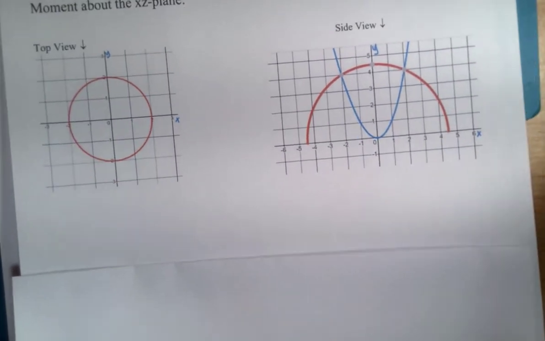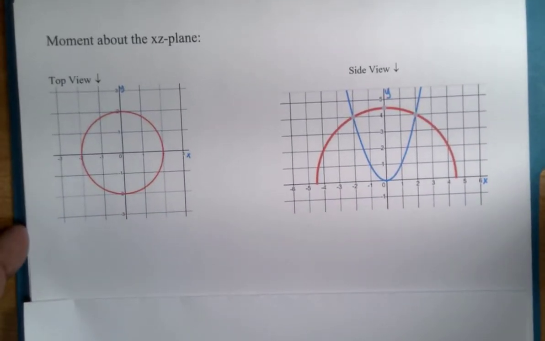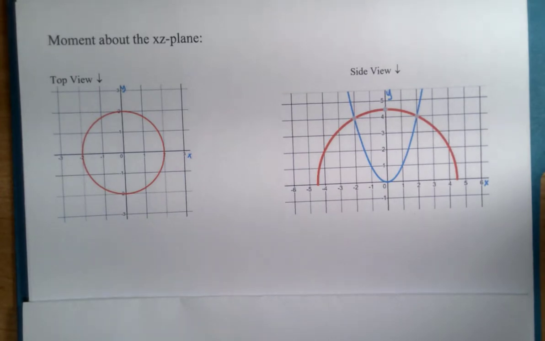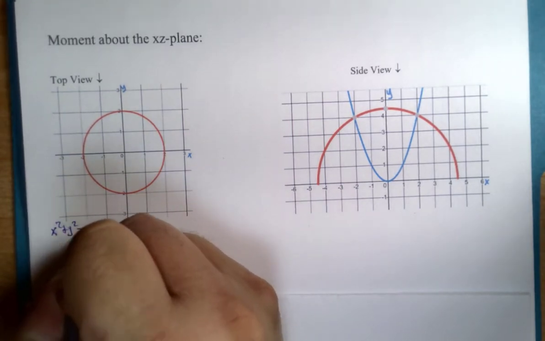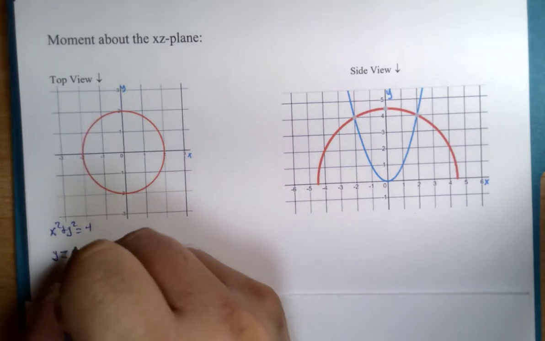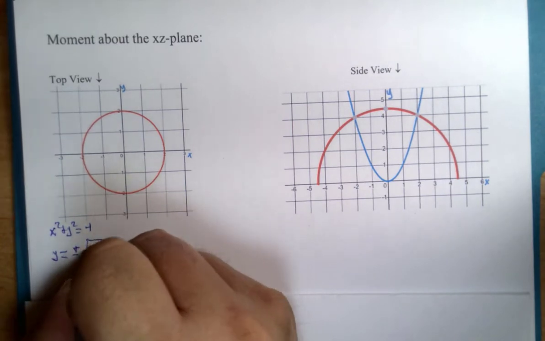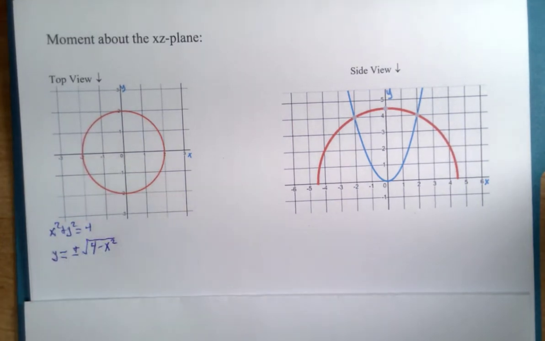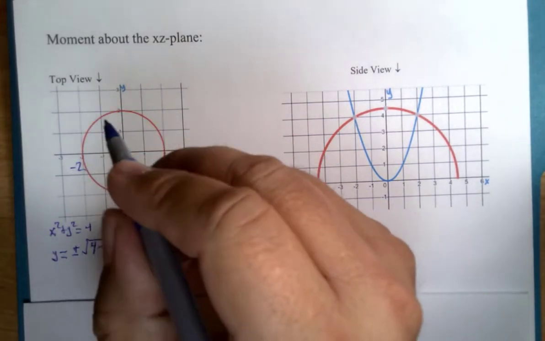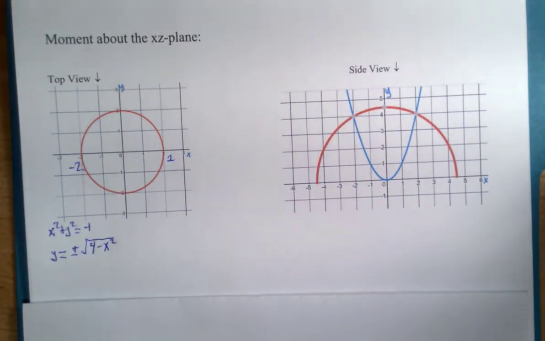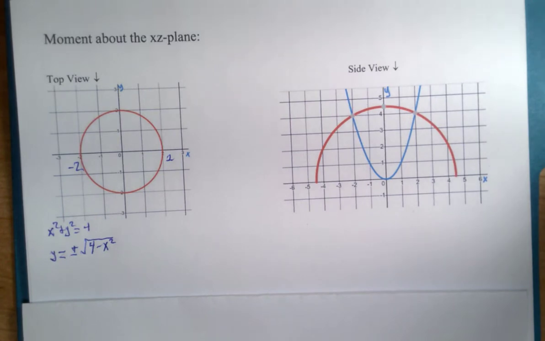There we go, the top view and the side view now available to us. The top view is a circle of radius 2, x squared plus y squared equals 4. If I solve it for y, I'll get y equals positive and negative square root of 4 minus x squared. Those are details I'll need. I know x is from negative 2 to positive 2, and y varies from negative square root to positive square root. And for the moment, I'm just going to stop there discussing what I can learn from the top view.